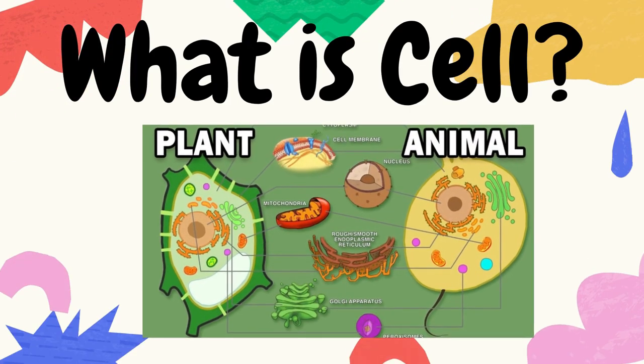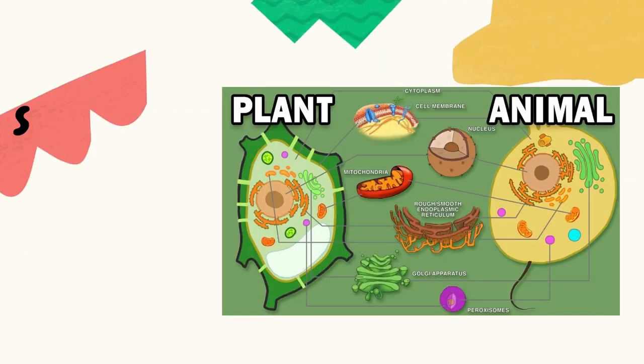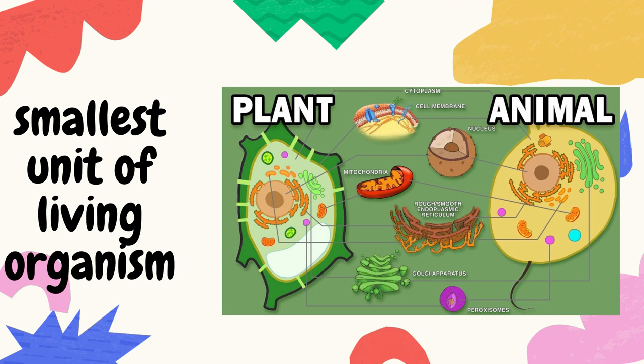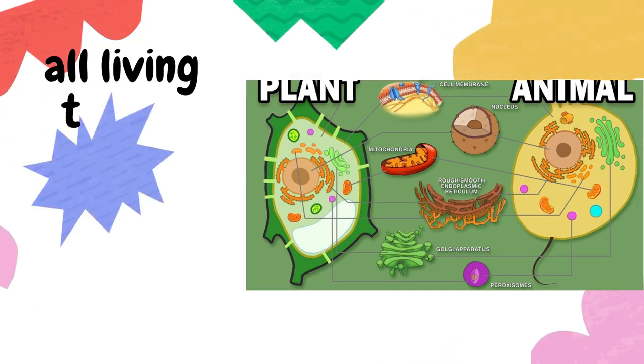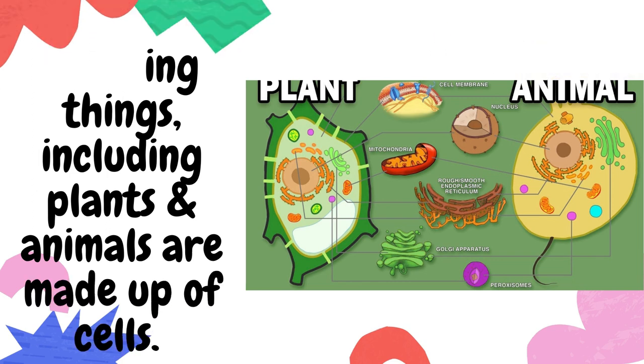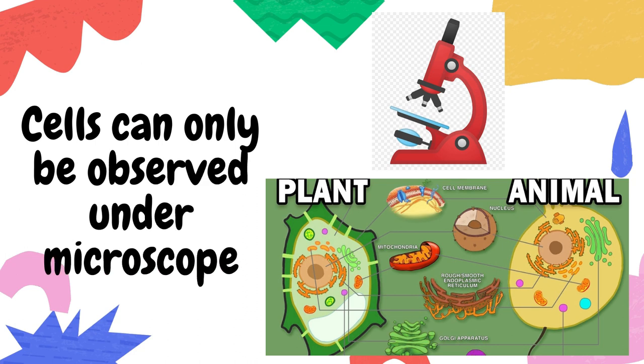But before that, let's talk about what a cell is. A cell is the smallest unit of a living organism. All living things, including plants and animals, are made up of cells. And cells can only be observed under a microscope.